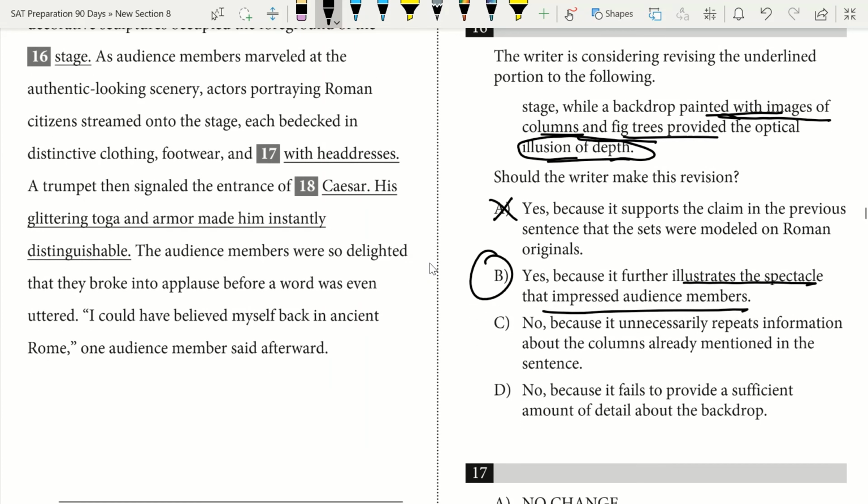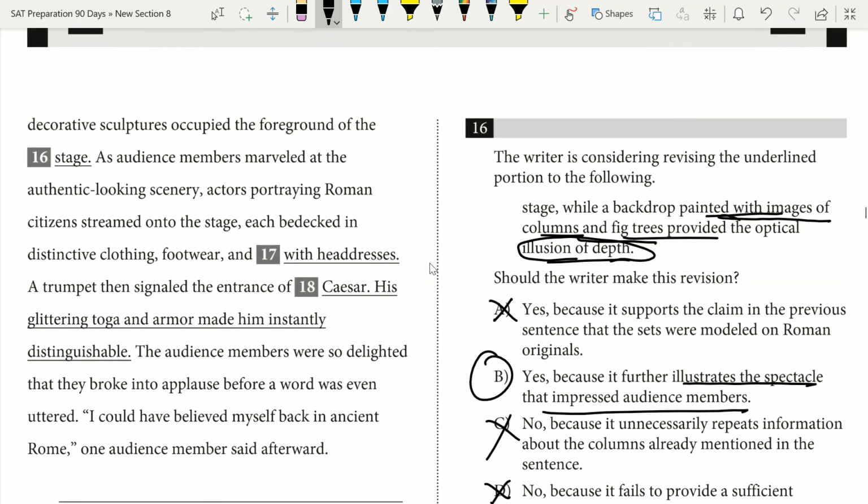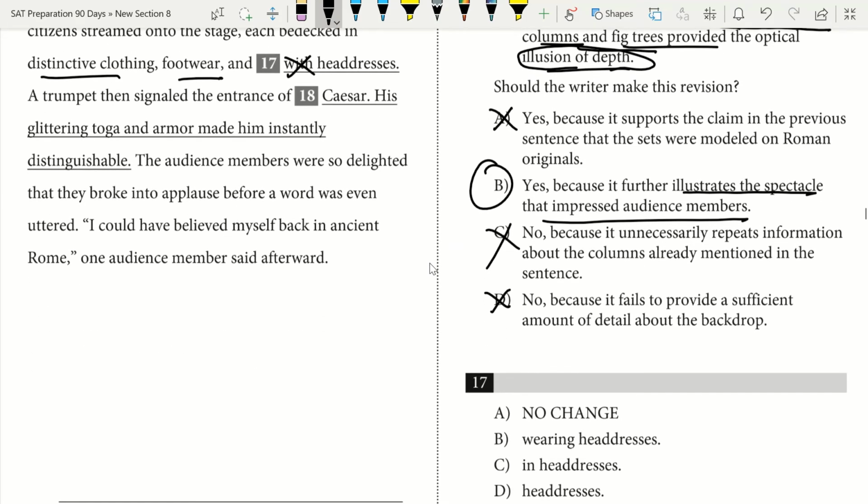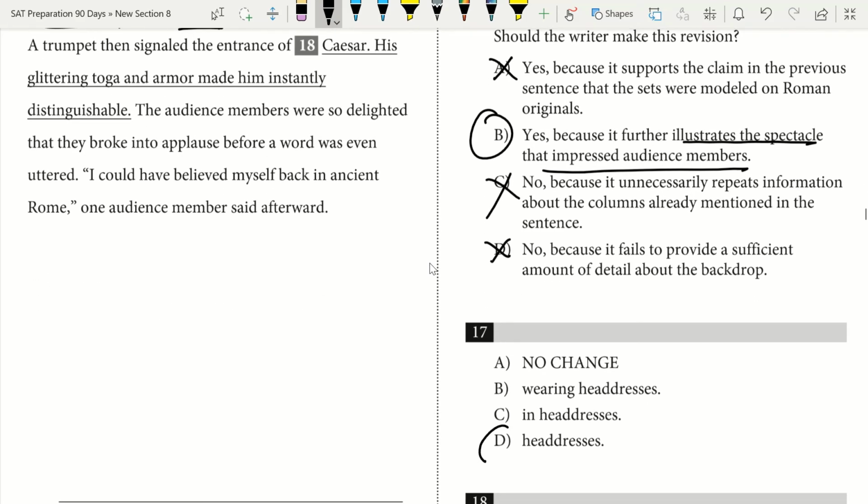All right, so we can go ahead and get rid of C and D there, right? I touched on that a little bit before, and we see that came back right here. So we have: as audience members marveled at the authentic-looking scenery, actors portraying Roman citizens streamed onto the stage, each bedecked in distinctive clothing, footwear, and headdresses. Okay, how did I know I had to get rid of "with" and just have "headdresses" with a period after it? So that's going to be D for 17.